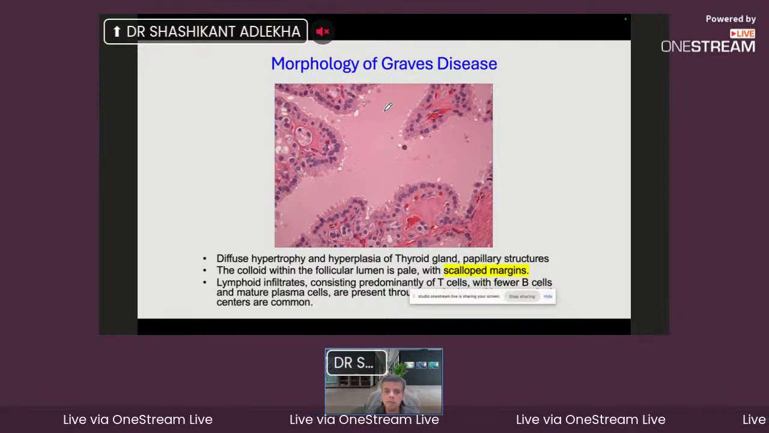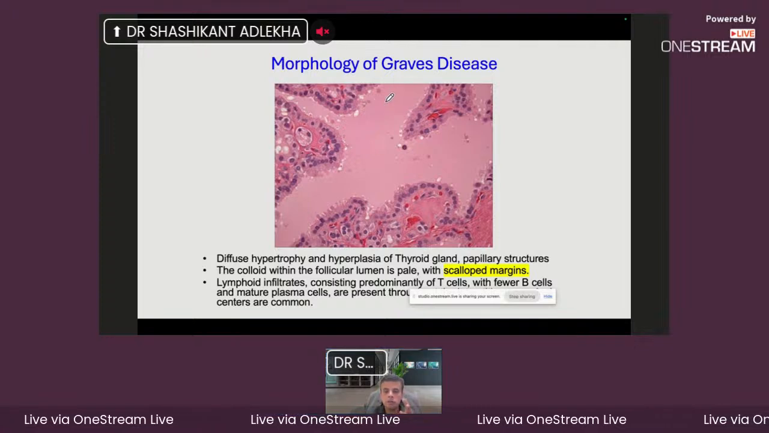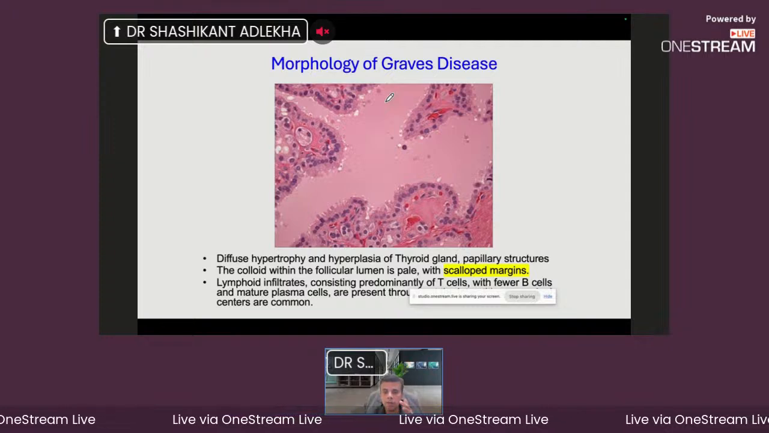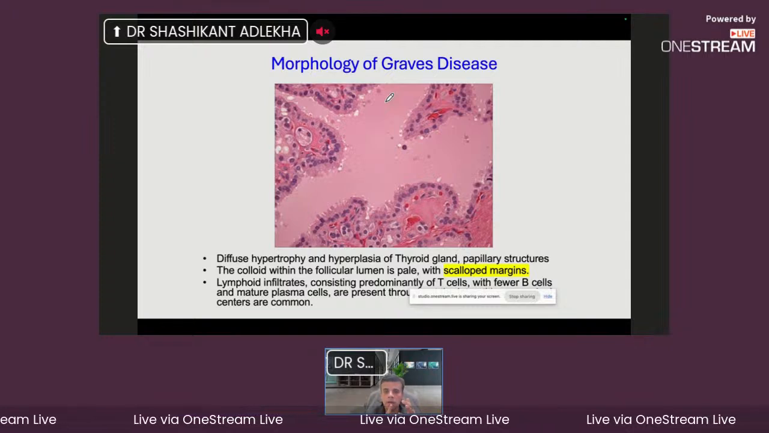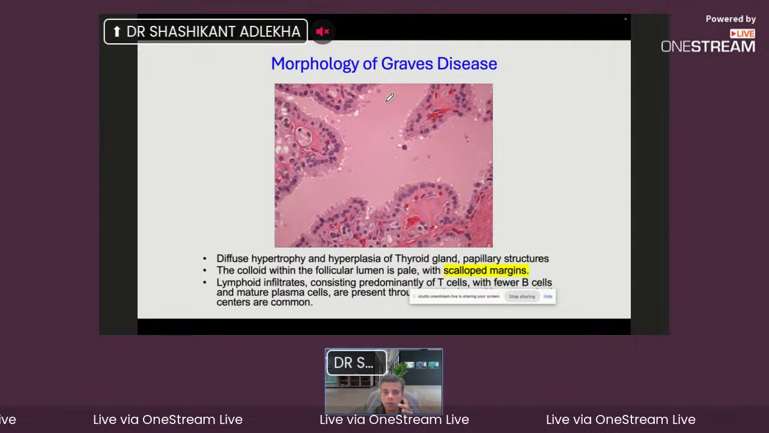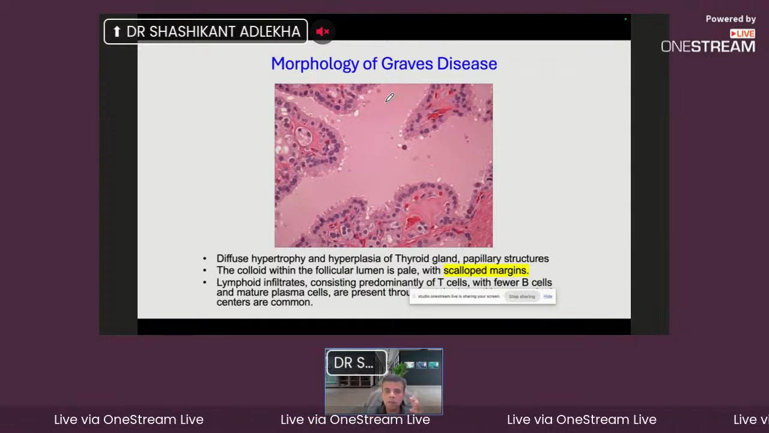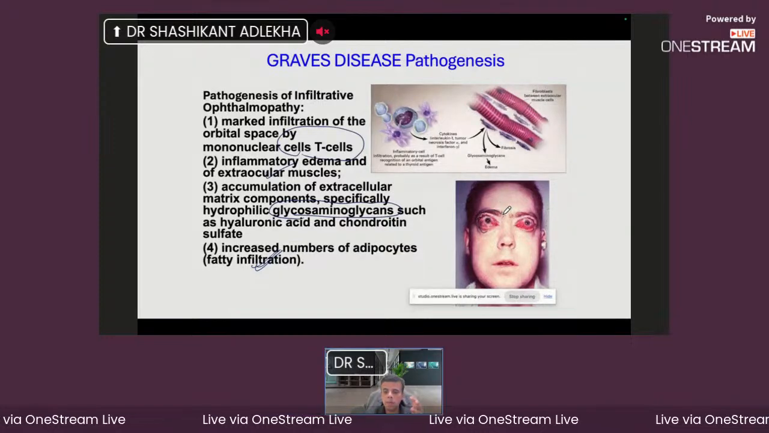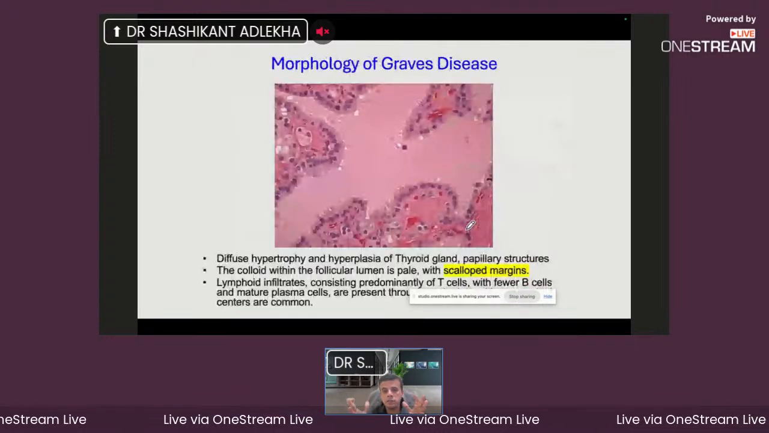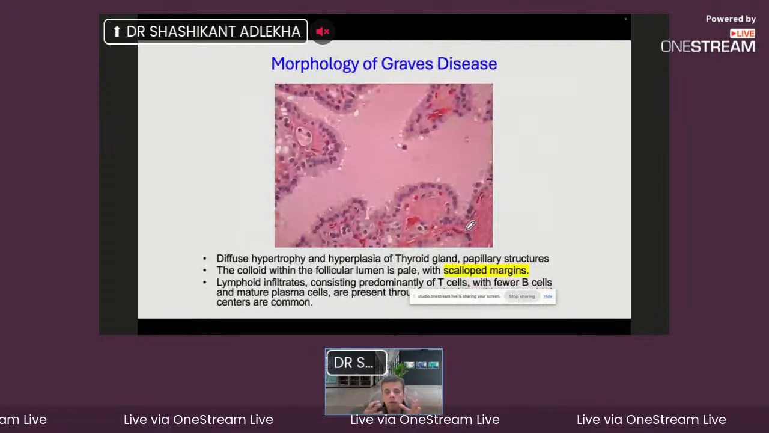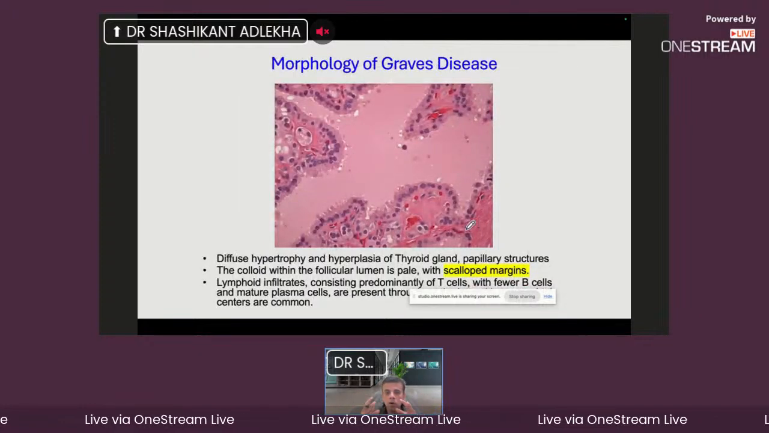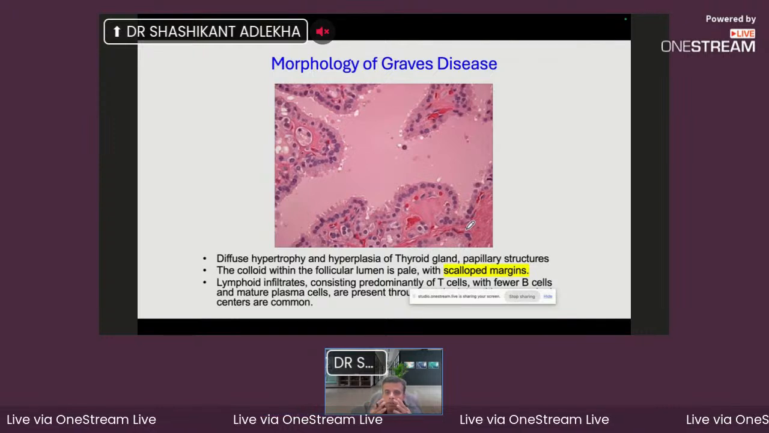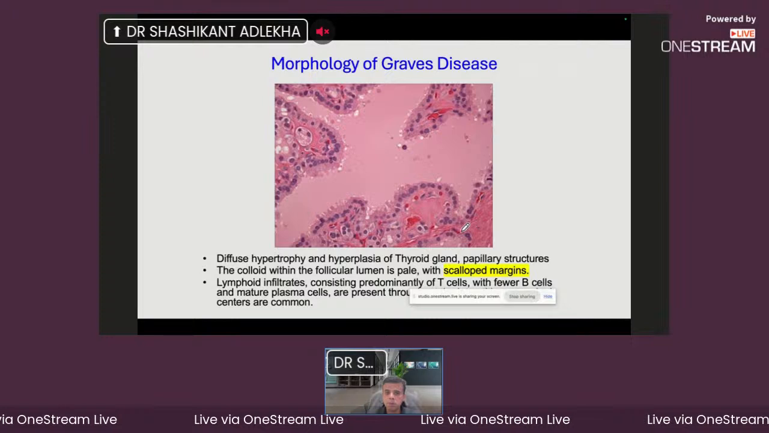What are the clinical features? Clinical features include the pretibial myxedema, the diffuse thyroid goiter, and exophthalmos. So these are the key features. As you can see, the exophthalmos or proptosis is quite visible. Apart from that, the patients will have all the classical signs of hyperthyroidism, like increased heart rate, moist skin, palpitations, everything. And histology will show some typical changes.